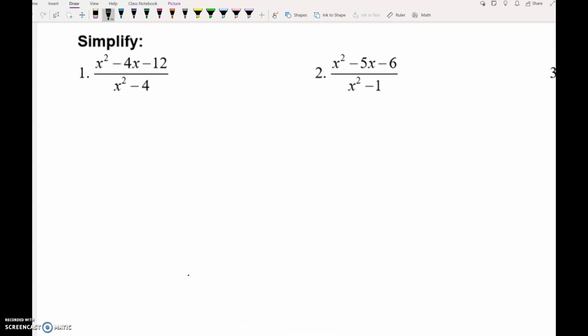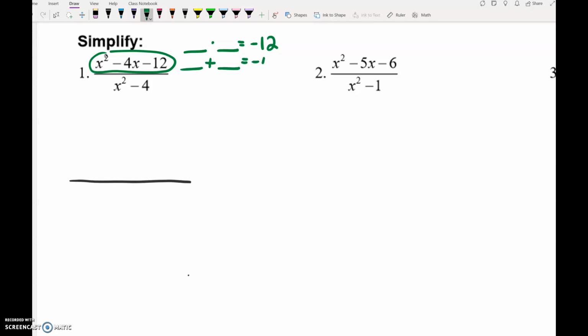So, in this first example, if I'm going to factor this numerator, we're looking for two numbers that multiply to give us -12. Those same numbers need to add up to -4. 1 times 12, that's not going to work. 2 times 6. 2 times -6 is -12. 2 plus -6 is -4. So x plus 2, x minus 6.